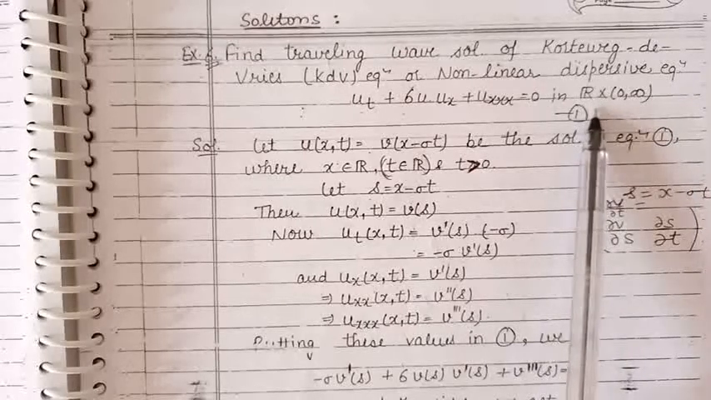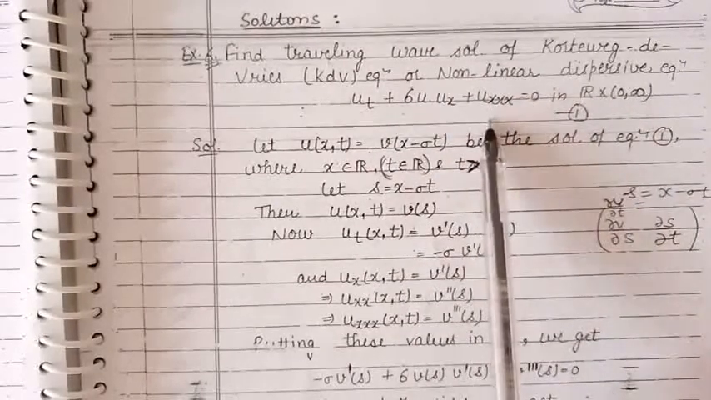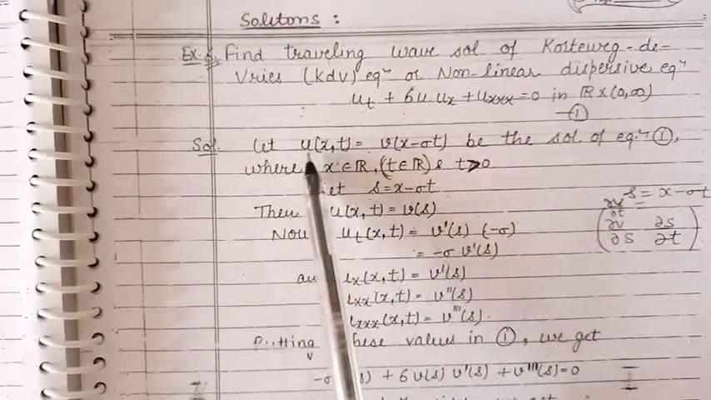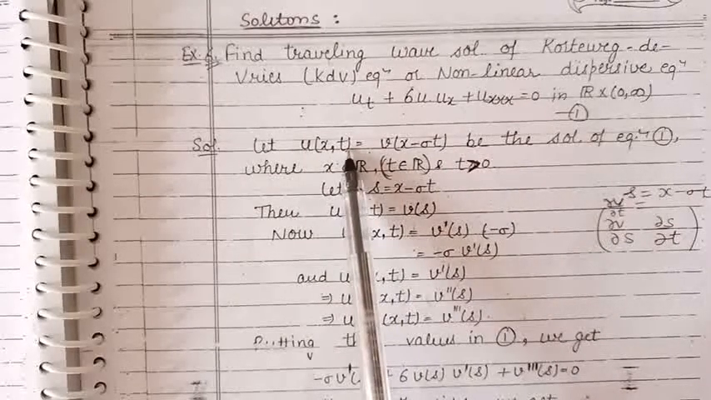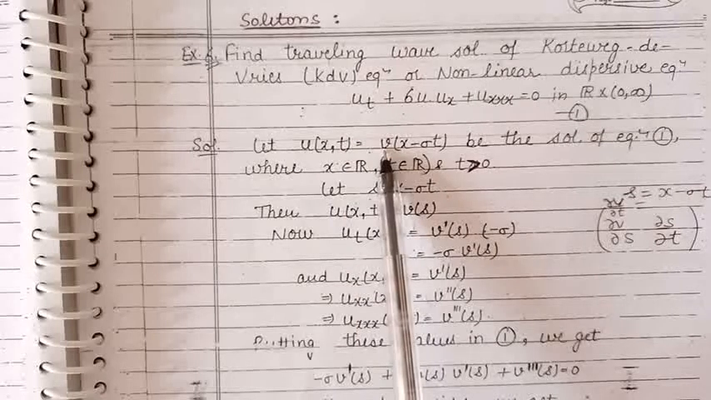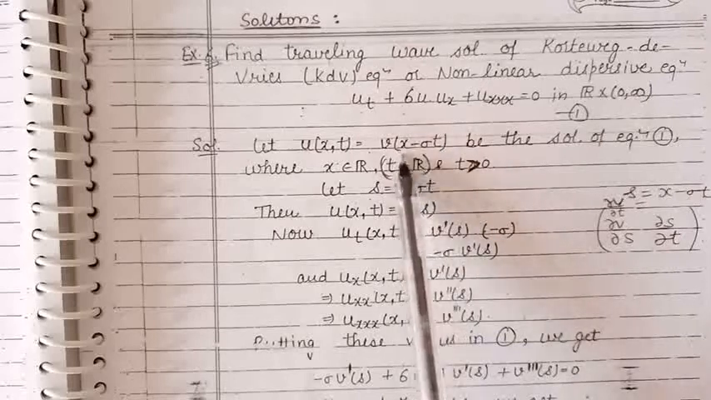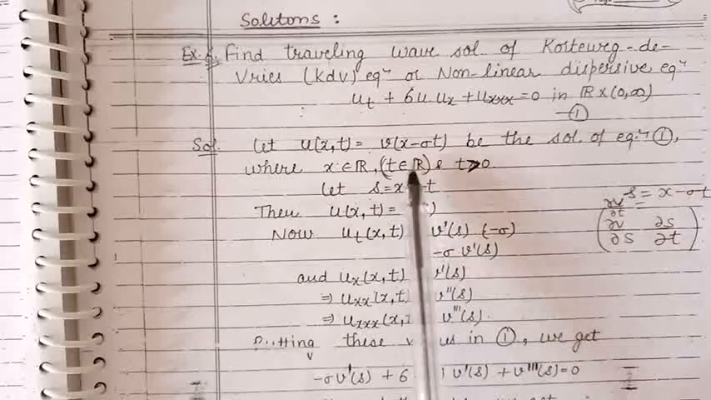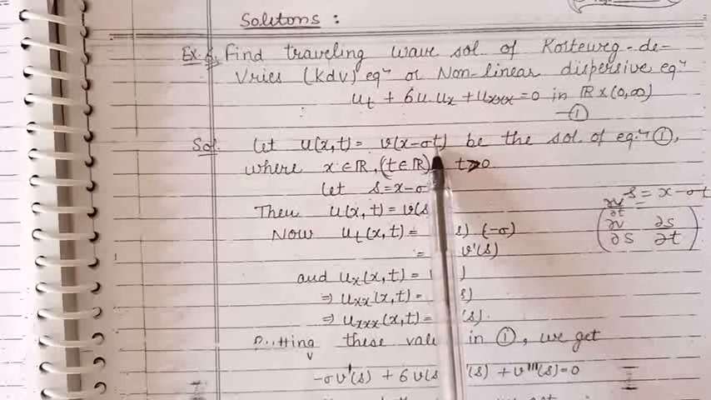We are to find the traveling wave solution for this partial differential equation. Let us take the solution of this equation in the form u as a function of x and t, which is given by v as a function of x minus sigma t. Such kind of solutions are called traveling wave solutions. Here x is a real number, t is positive real number.